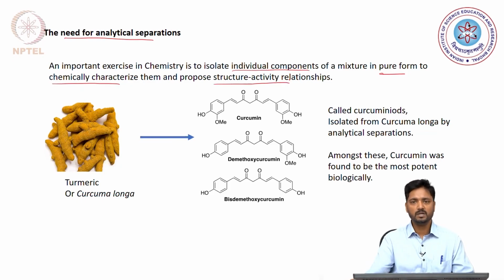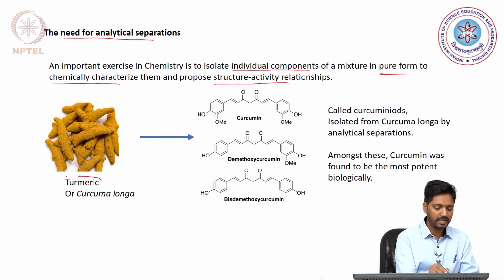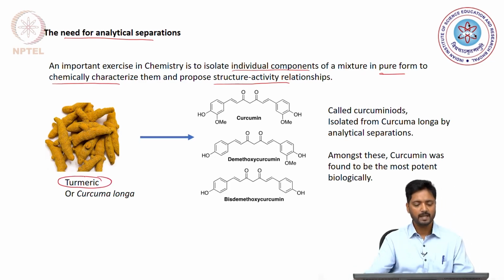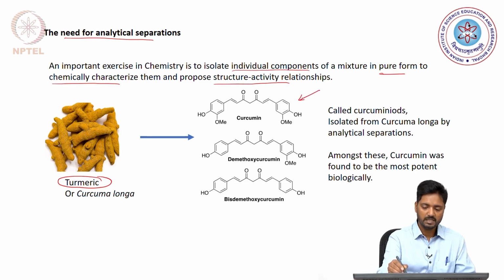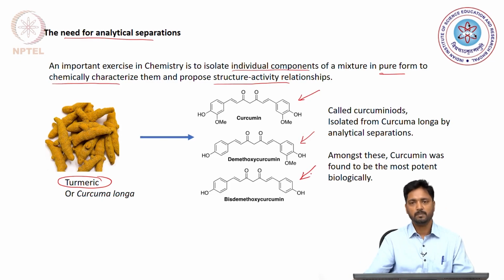A very common example that I have taken here is that of our good old turmeric, which we all use in Indian cooking. And this turmeric, when people analyzed the components of turmeric by analytical separations, they could isolate these 3 molecules from turmeric powder, and these 3 compounds are called curcuminoids collectively, and they are isolated from Curcuma longa, which is the name of turmeric in scientific parlance.